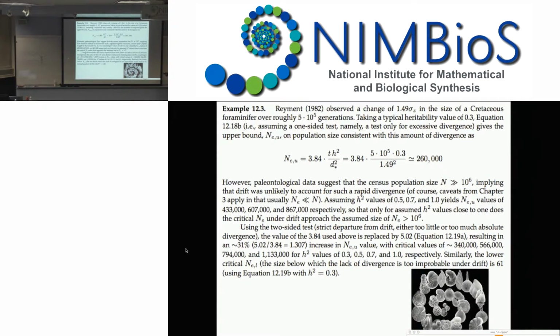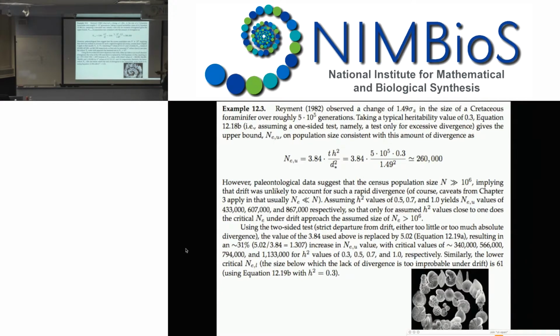So, a one-sided test simply means I'm asking if there's excessive divergence. Now, you're biased because you observe the amount of divergence. That shouldn't bias you into testing for too much or too little. Your naive view coming in should be, is the amount of divergence consistent with drift? That means, is it about right, not too big or too small? If you use the two-sided test, then this critical cutoff threshold gets replaced by about a 5, and the effective population size, depending upon your estimates of the heritability, increases to about 340,000.